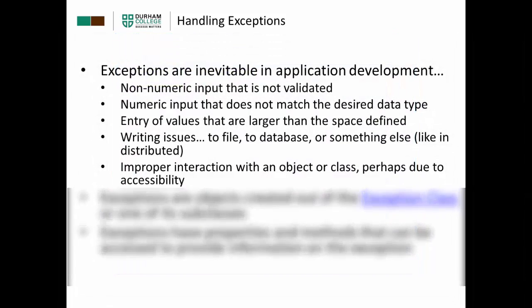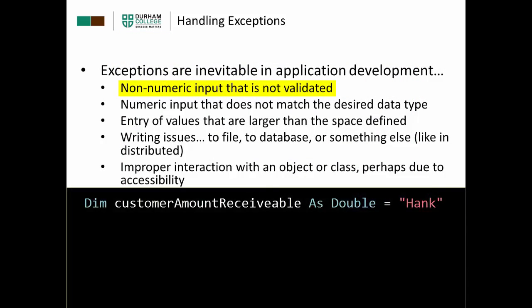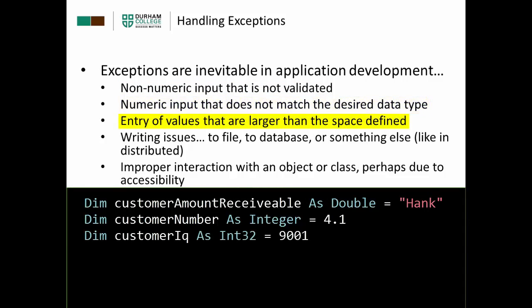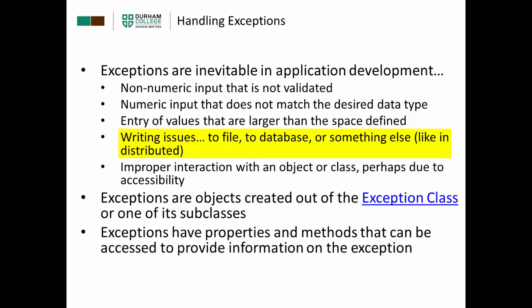Anyway, we do see that exceptions can happen when non-numeric input isn't validated, or numeric input doesn't match the right type. It can happen that values entered are larger than the space defined, which can happen when you're working with small data types like shorts. There are writing issues, especially when associated with a file or a database or a distributed system. And it can also be improper interaction with an object or class due to accessibility.